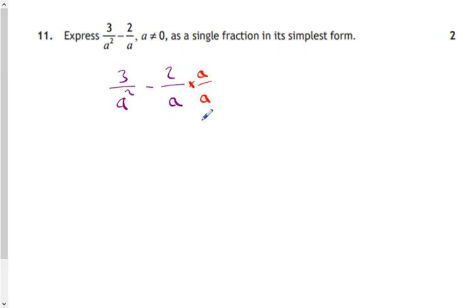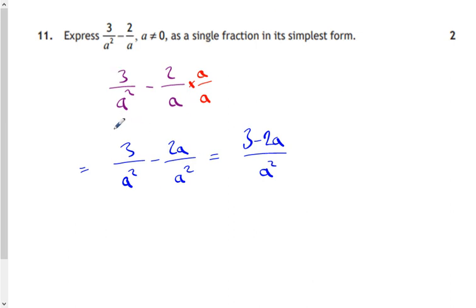Now, a over a is just 1, so I'm not actually changing this fraction, I'm just increasing our denominator to a squared, and as a result changing our numerator to 2a. This is the same process we use when we're rationalizing the denominator in surds and indices. So this becomes 3 over a squared minus 2a over a squared, which we can rewrite as 3 minus 2a all over a squared. Now if you cross multiply and have the whole fraction over a cubed, you'll then be able to take a common factor out and cancel to get this same answer.